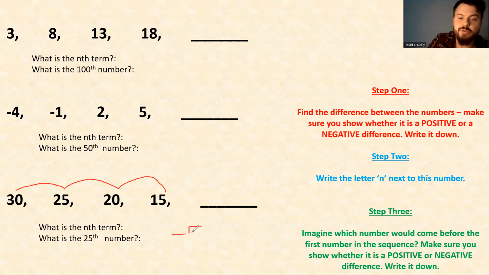So I must show that. If it's positive, I don't need to show any. I don't need to put any symbol there. But because it's going down by 5, I put minus 5. Step 2, write the letter n. And step 3, which number would come before the first one? And of course, we need to add 5. So it's a positive 35. This number, the first number, or the number before 30, would be a positive number. It wouldn't be a minus number. It would be a positive 35. So I write plus 35.